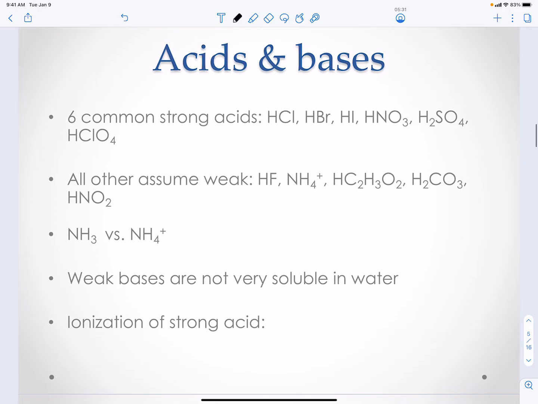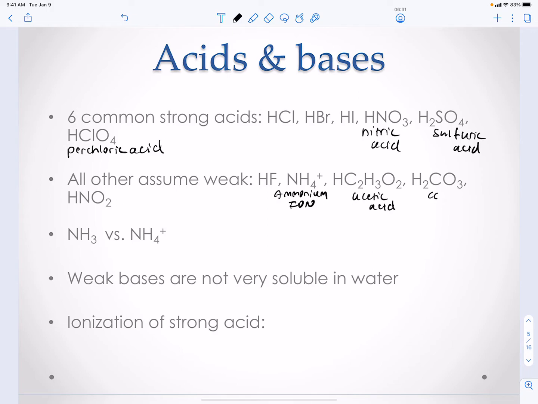Now, just a little bit of overview about acids and bases. We have six common strong acids: hydrogen chloride, hydrogen bromide, hydrogen iodide. We also have nitric acid, sulfuric acid, and perchloric acid. So hydrogen chloride in an aqueous environment becomes an acid. Same with bromide, same with iodide, etc. We also have several weak acids: hydrogen fluoride, the ammonium ion. Ammonia is toxic to cells, and so rapidly becomes ammonium ion in our bodies. We have acetic acid, carbonic acid, which we'll talk about, and nitrous acid.